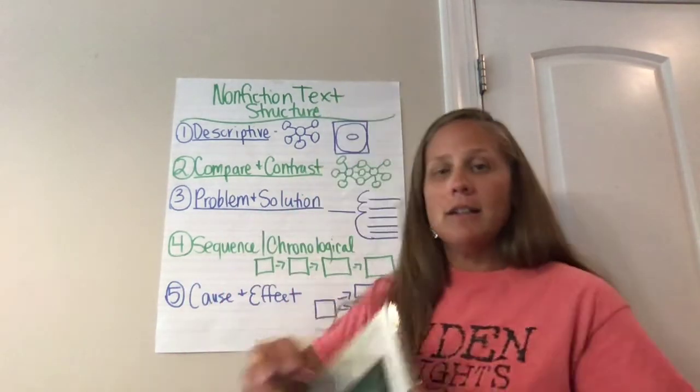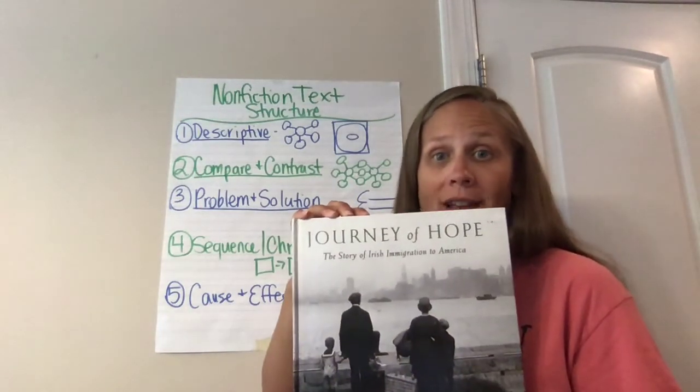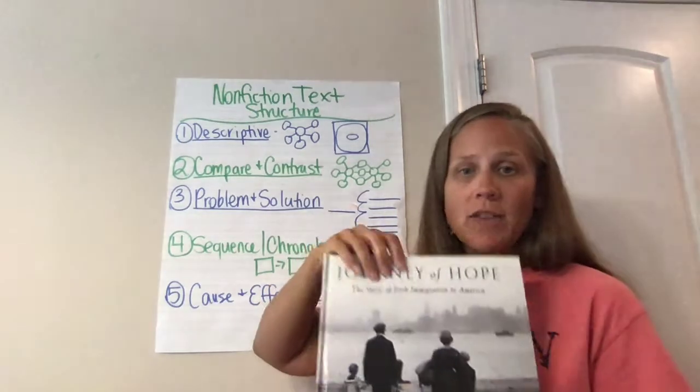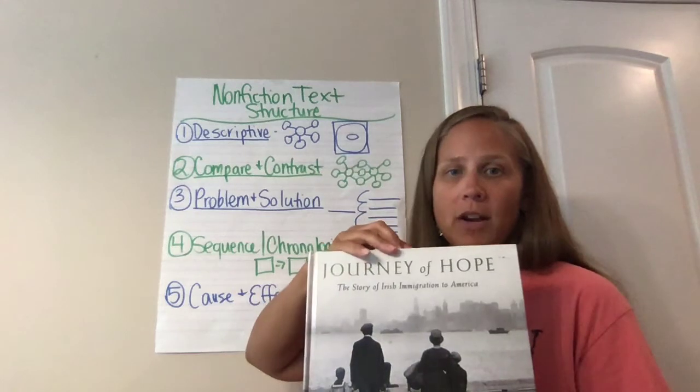And then, last but not least, we have Journey of Hope, which is, you guessed it, last one, sequencing or chronological. It starts from the beginning of their journey when they're in Ireland and they immigrate to America. At the end of the book, they're in America.